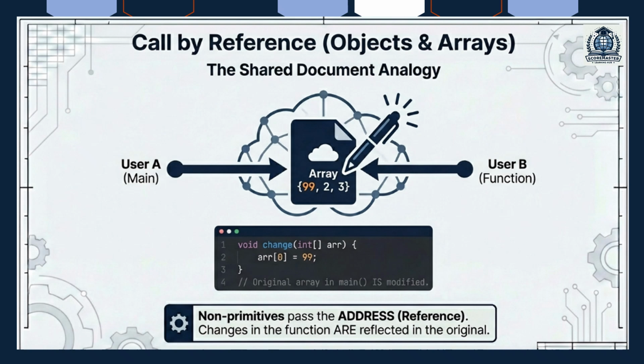You can modify the object's internal data inside a method, because both references point to the same object. You cannot make the caller's variable point to a new object. Reassigning the reference only changes the local copy.